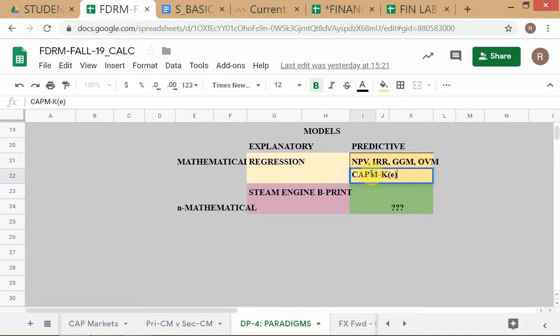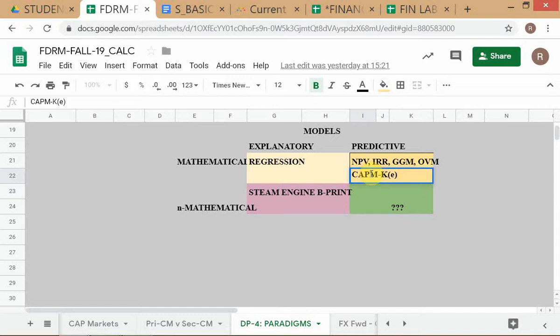NPV is also a model, right? Based on what we discussed in the definition of models, NPV shows a precise mathematical relationship between inputs and outputs. If you change your inputs, the output will change. So NPV is also a predictive financial model. We'll show you how it is predictive. In the NPV model, one of the inputs is the WACC.